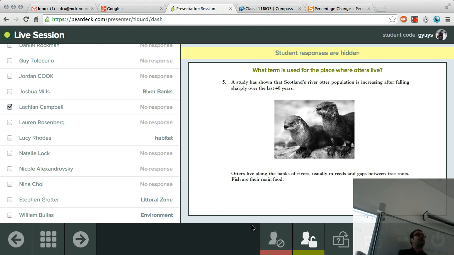This is the sort of thing you're likely to see. You're likely to be given an example and then have to relate that back to the knowledge you already have. Now, you don't have to be from Scotland to know the answer to this one, because we have done this.